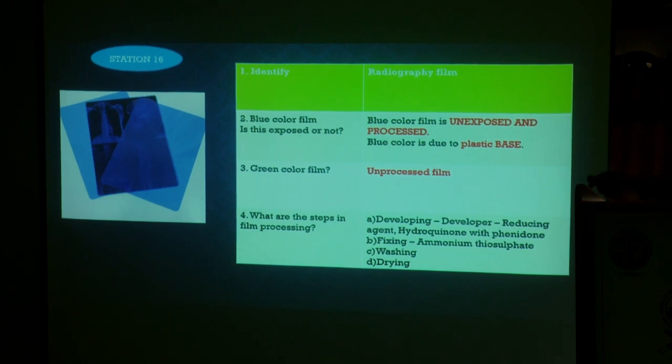When it is appearing green, what is it? It is unprocessed film. Green color film is unprocessed film. Blue color film is unexposed but processed. This blue color is due to plastic base material within the radiographic film. So we have to know what are the steps in film processing. They are developing, fixing, washing and drying. Before going to exams, you have to know all these things by heart. Developer agent, fixer agent and washing and drying.